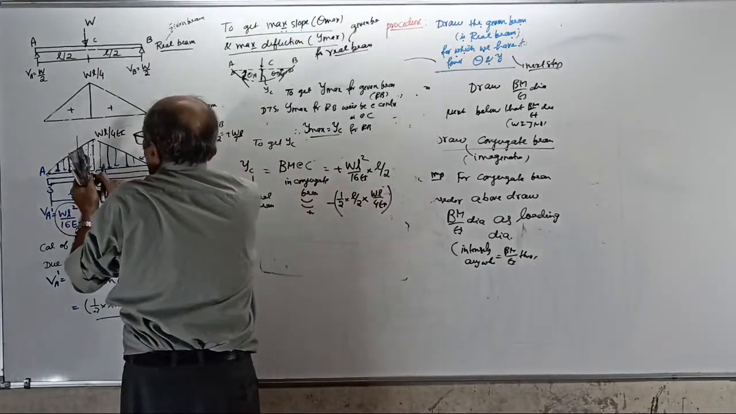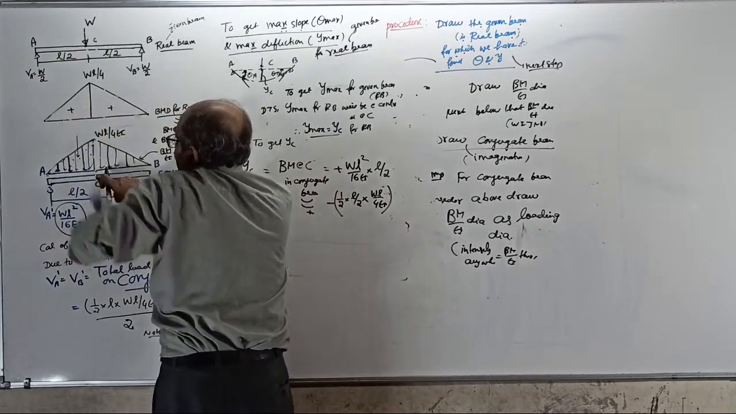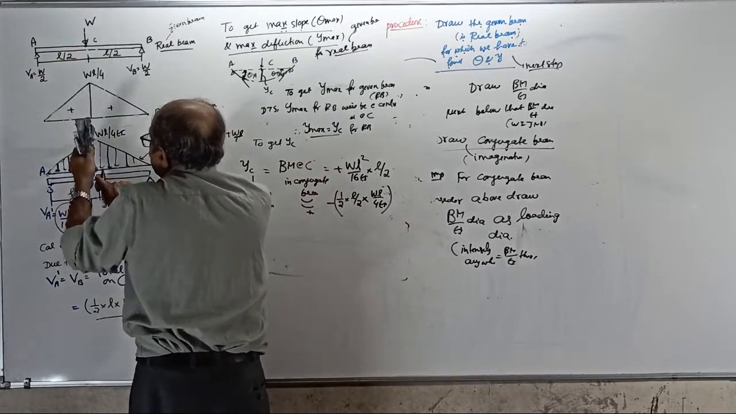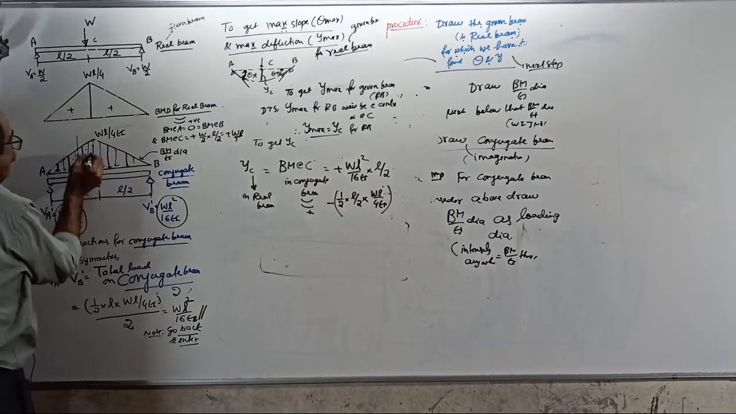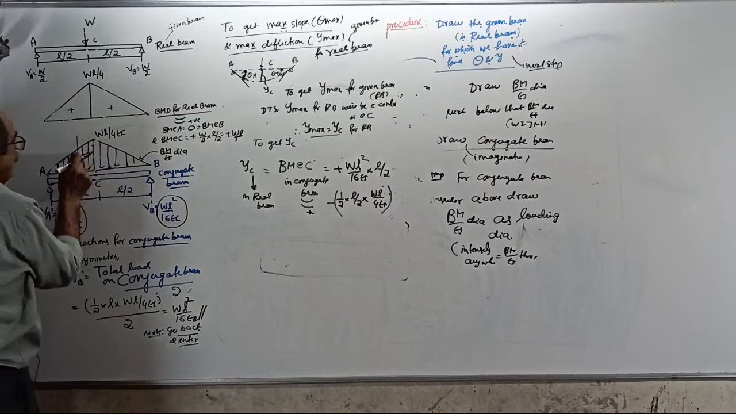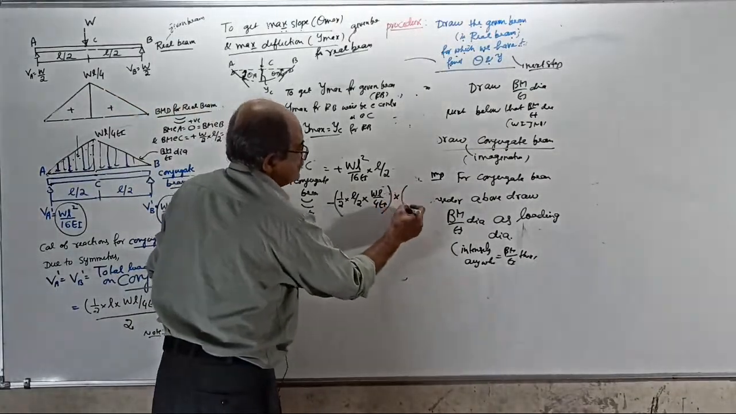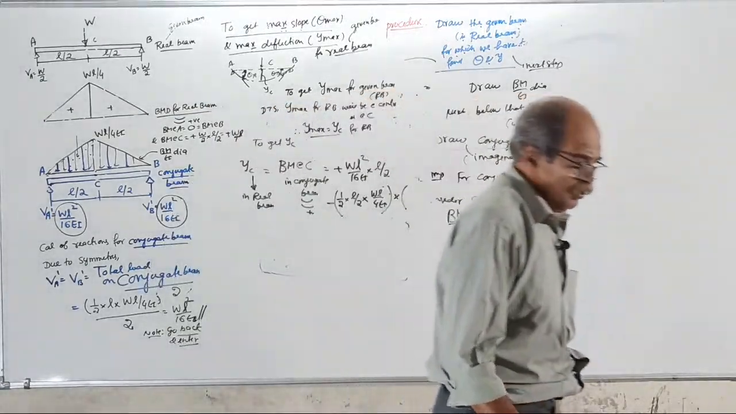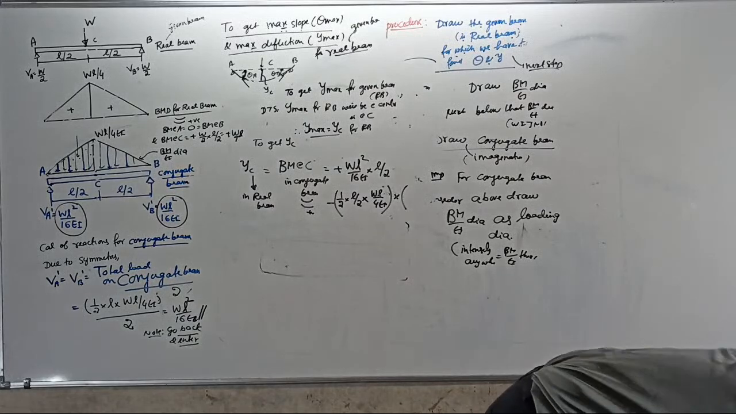We want bending moment here. See, that reaction into L by 2 minus this total load into this distance. Tell me, it is BM at C we want. From here to here, is it 1 by 3 or 2 by 3? Is it 1 by 3 or 2 by 3? It is 1 by 3.